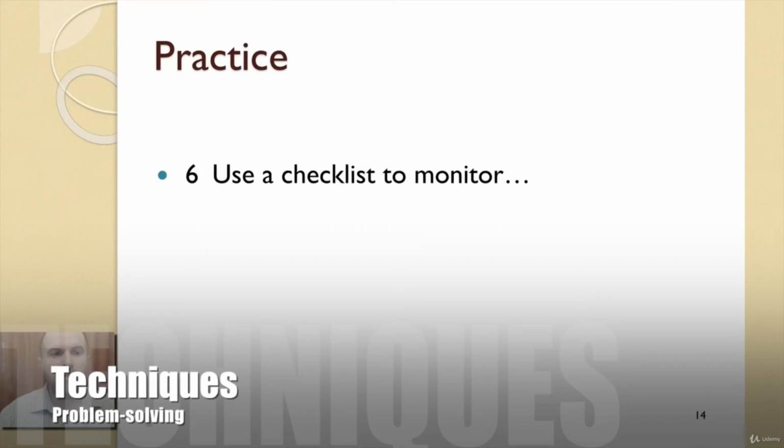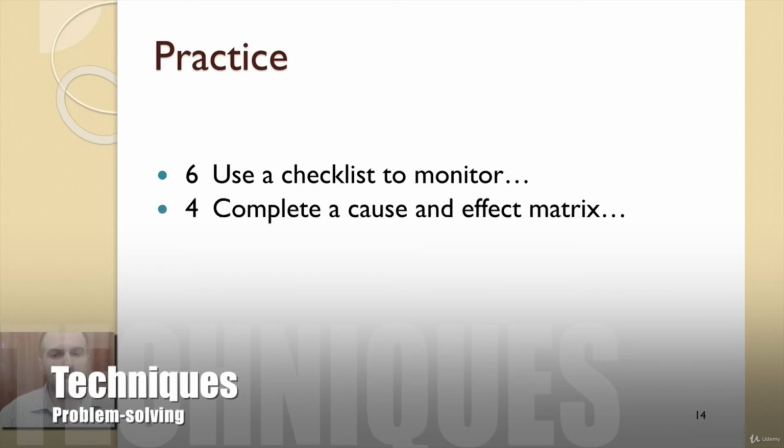Now, let's see how we can order these activities. Use a checklist to monitor. As a final step, Robert needs to implement his chosen solution and review the implementation on an ongoing basis to ensure that it's working. If not, he'll have to make adjustments or even fall back on a contingency plan. Complete a cause and effect matrix.